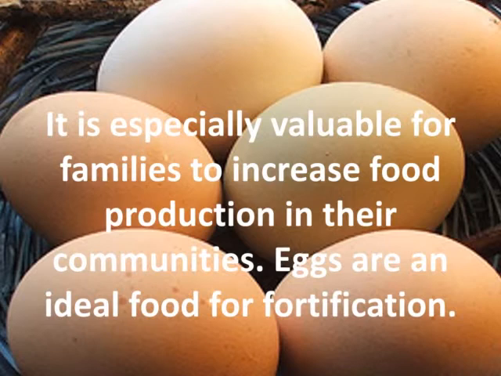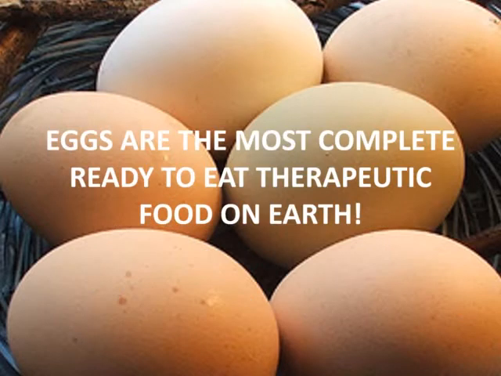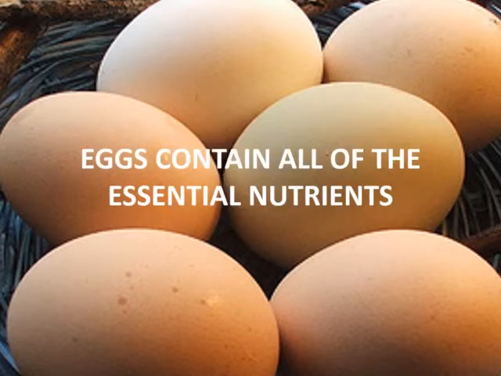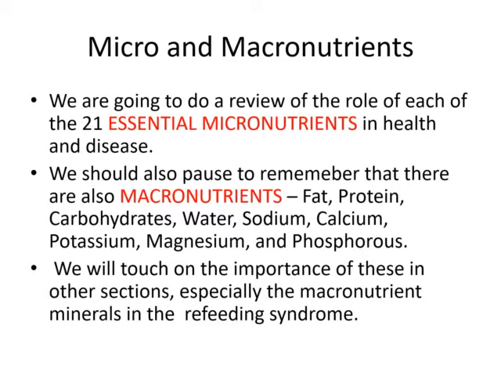Now, it is also especially valuable for families to increase food production in their communities. One study showed that families in the Sahel of Africa that had chickens, and eggs were part of their diet, were the ones who were protected from the terrible disease Noma. And also, eggs are an ideal food for fortification. And oh, by the way, they contain micronutrients. They're the most complete, ready-to-eat therapeutic food. They contain all of the micronutrients, and they also contain protein and fat, calories, carbohydrates, and macronutrients.